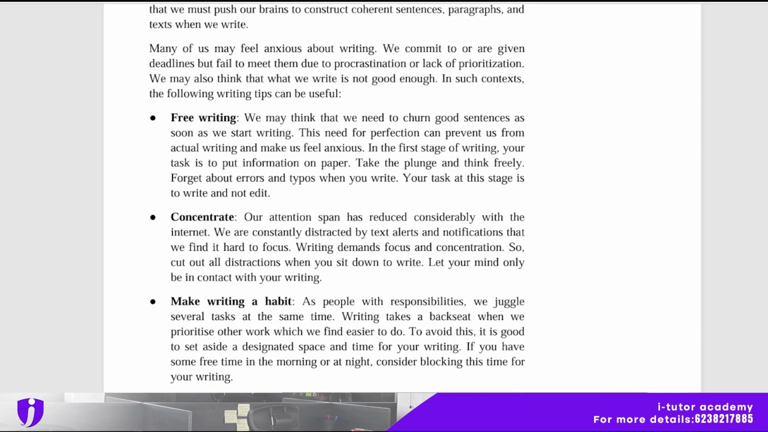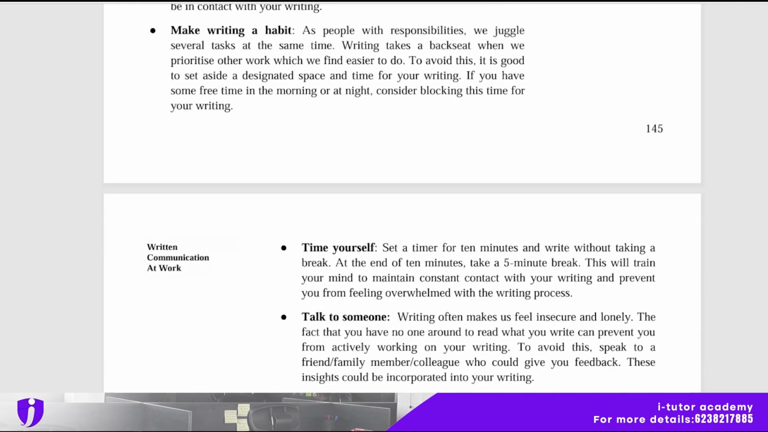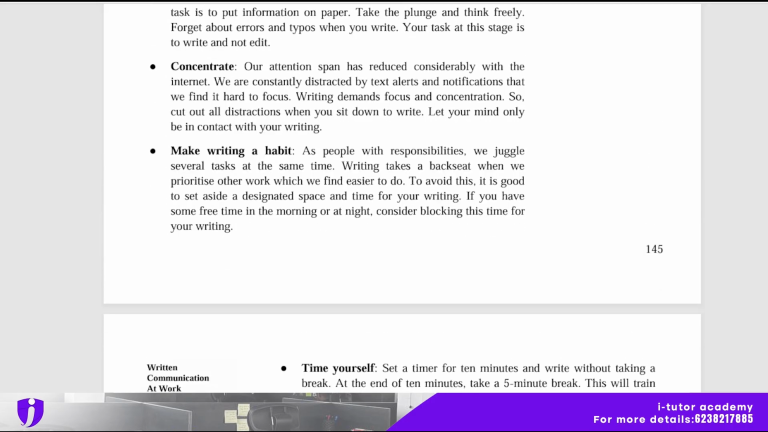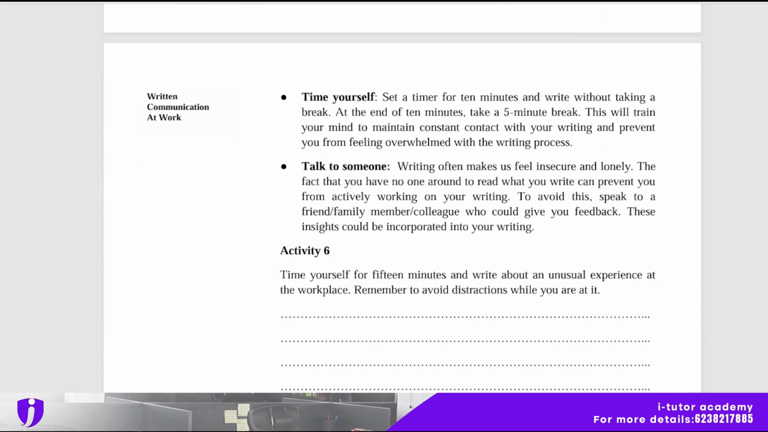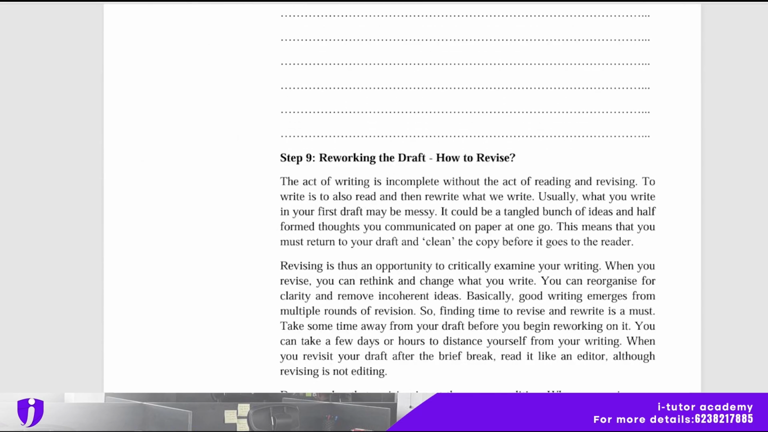Free writing, concentrate, make writing a habit, time yourself, talk to someone. These are some important stages to write and not edit. So activity 6 is here. And step 9 is reworking the draft, how to revise.